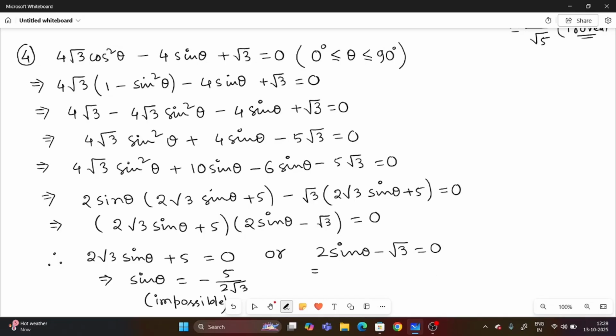So we are going to our second equation. Sin theta is equal to root 3 by 2. So it is clear from that the value of theta is 60 degree. So what is the required solution of the given equation? That is theta is equal to 60 degree. That means the acute angle 60 degrees satisfies the given trigonometric equation.